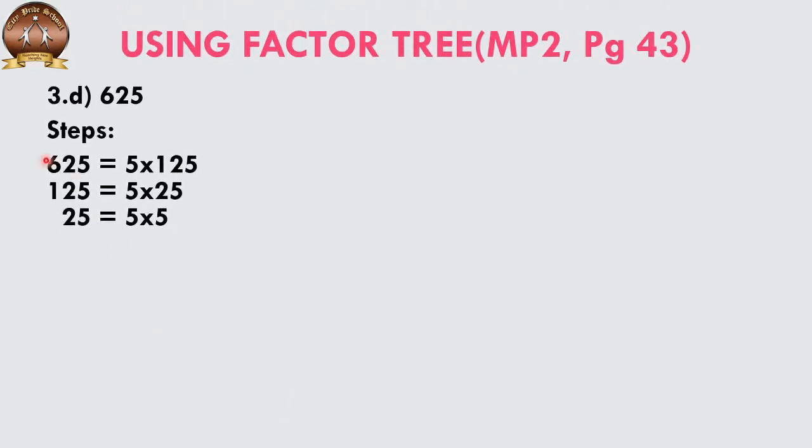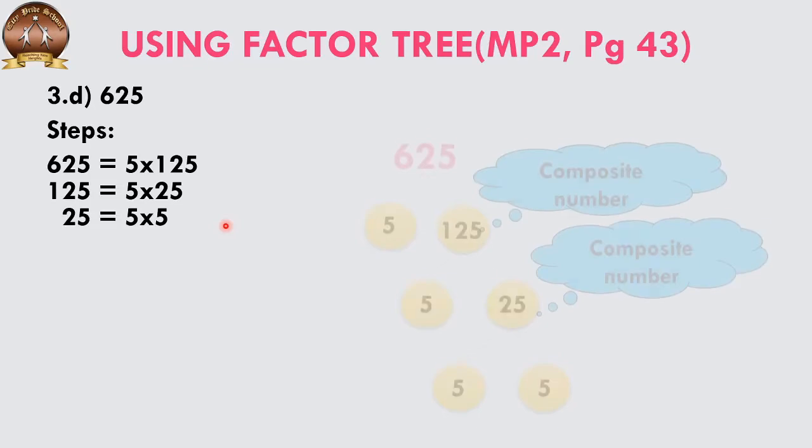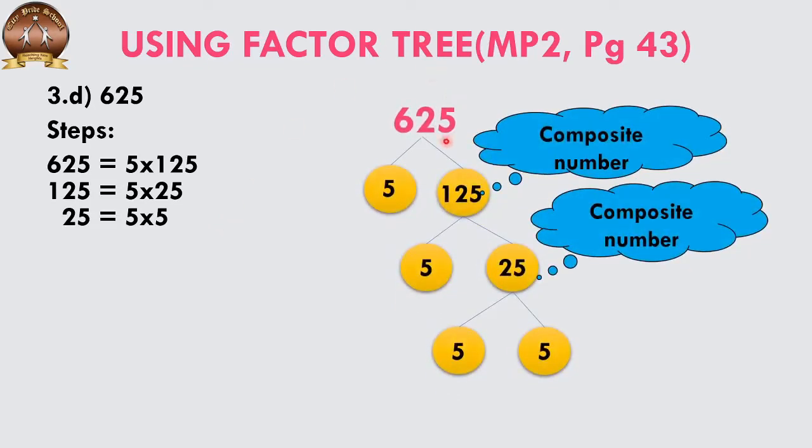Using one more example, 625, the steps that we will follow are: 625 can be written as 5 into 125. 125 further is 5 into 25. 25 further is 5 into 5. You can see this clearly in the factor tree. A factor of 625 is 5, and when 625 is divided by 5, we get 125. 125 when further divided by 5, which is a prime number, we get 25. 25 when further divided by 5, which is again a prime number, we get another prime number, 5, over here.